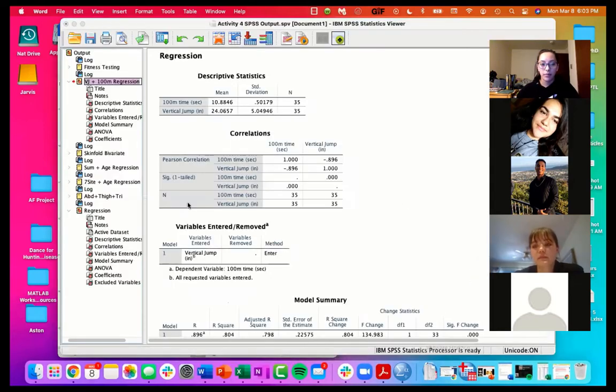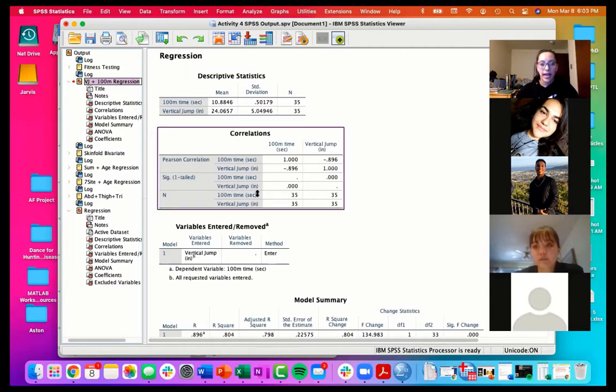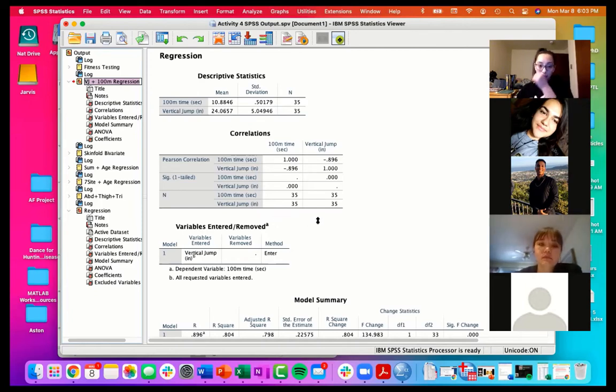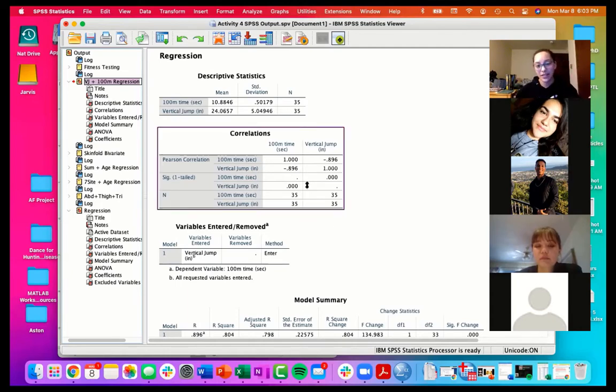So in my output, you can see vertical jump and 100-meter, that's the regression that I ran. And I have a correlation section. In version 25, correlation matrices are always a part of regression analyses. That's why for some of you, I was like, no, you just look for the p-value in the correlation. And then some people are like, I don't see it. And I didn't understand why until I met with a student earlier today.